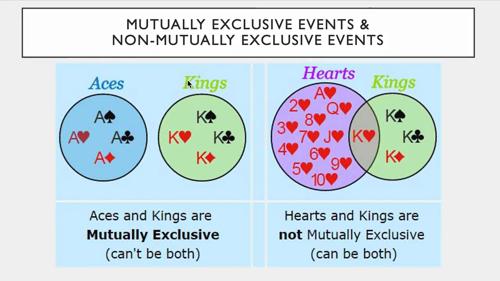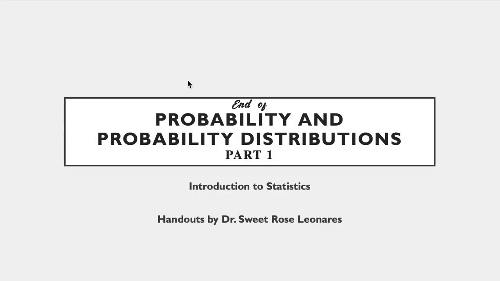Okay, and that's the end for our first 2 videos. This is part 1. I cut the part 1 into 2 parts. And in the next video, we're going to talk about set operations and probability. And I'm going to give one example for that.